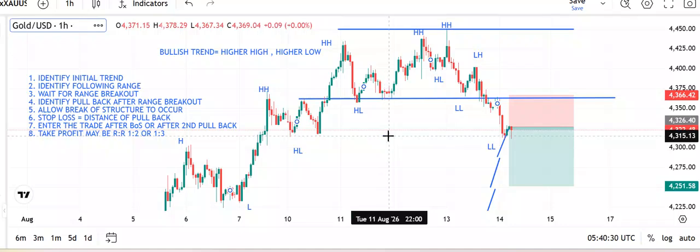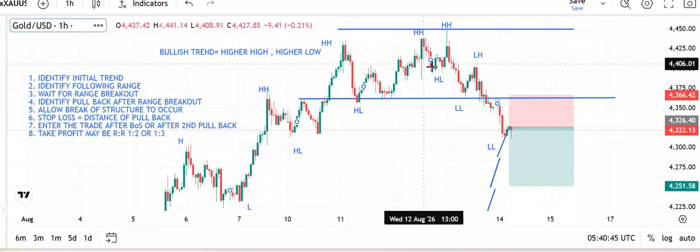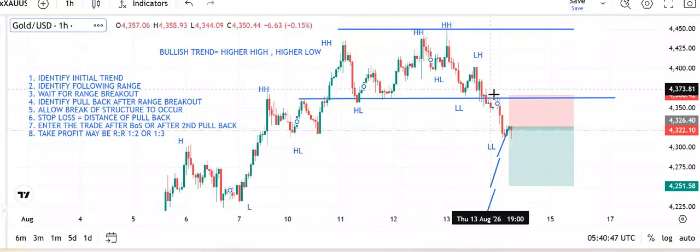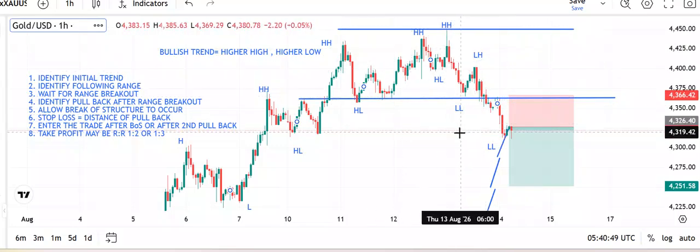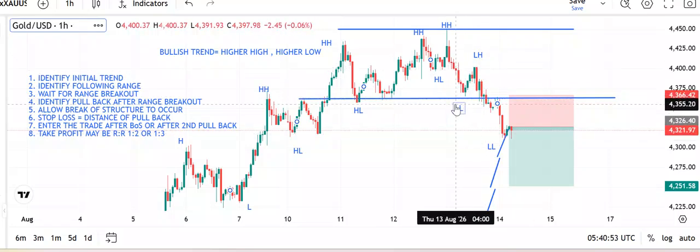So another thing I like to explain is how do you know when price has formed a higher high, higher low, when price has formed the swing high, swing low, swing high, swing low. How do you know that, oh, the swing has formed? Oh, now I have a lower high. Okay, I have a lower low. How do we know that?